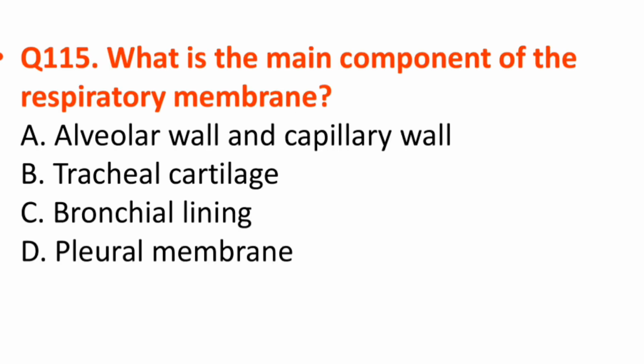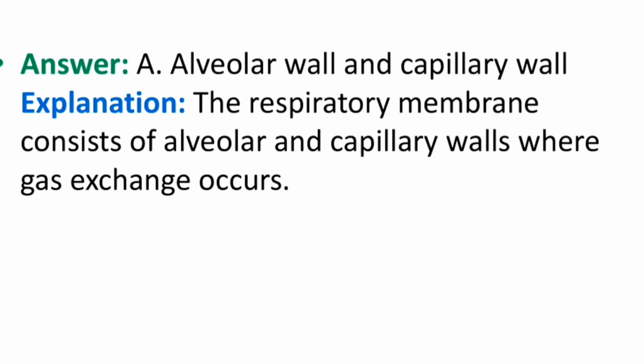What is the main component of the respiratory membrane? Option A, alveolar wall and capillary wall. Option B, tracheal cartilage. Option C, bronchial lining. Option D, pleural membrane. The correct answer is option A, alveolar wall and capillary wall. The respiratory membrane consists of alveolar and capillary walls where gas exchange occurs.